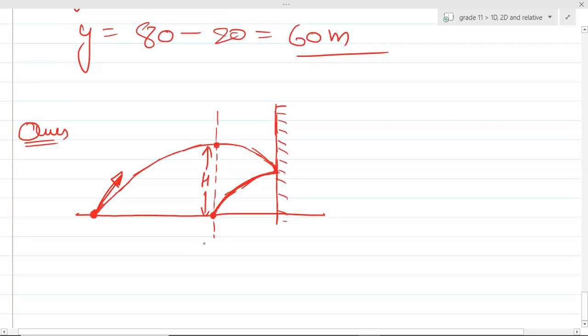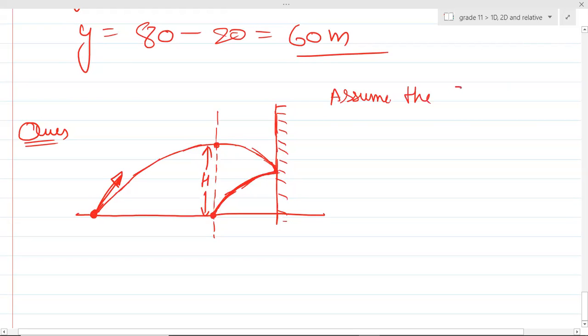So a stone is projected from a horizontal plane. It attains a maximum height. Whatever it is, stone, ball, whatever it is, projected from a horizontal plane. It attains a maximum height, capital H, and strikes a stationary smooth wall and falls on the ground vertically below the maximum height. ठीक है? Assume the collision to be elastic.